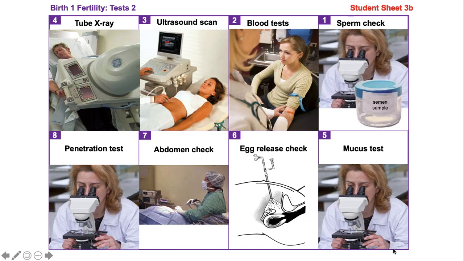So you will be given some results of those tests and you'll have to come up with a theory or a hypothesis as to what is causing the problem. Why can't Chloe and Jack conceive?